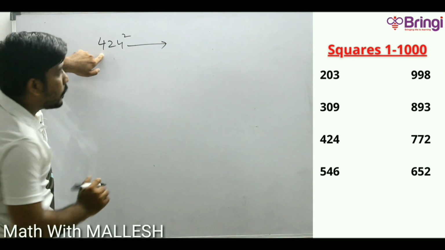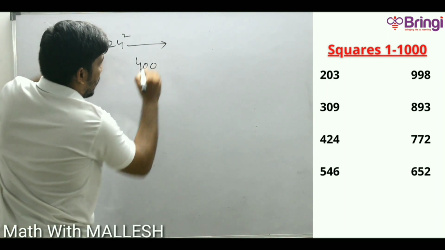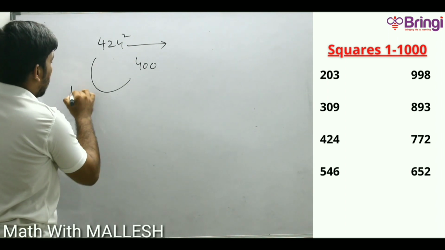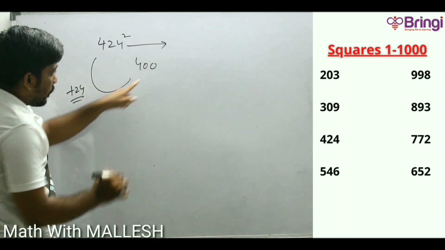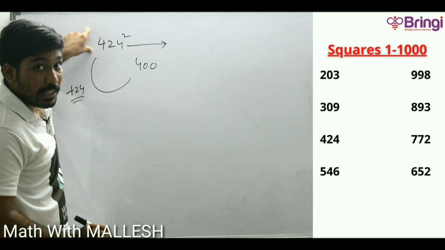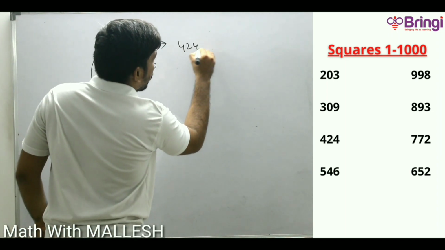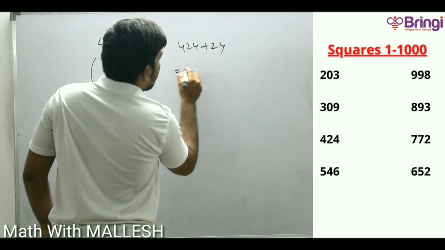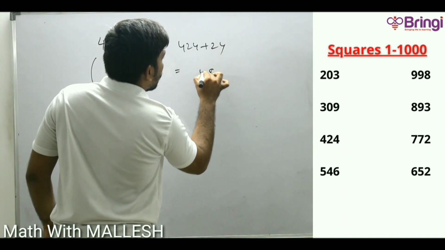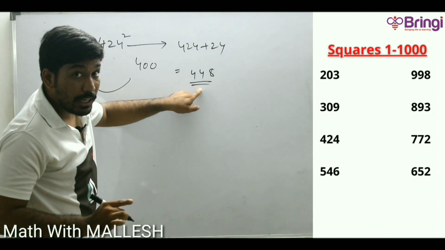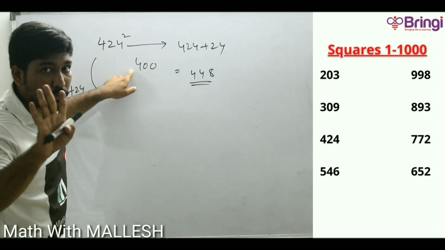See, 424 is there, so the base is 400. Clear? And how much extra is there? Plus 24. From the 400, how much extra is there? Plus 24. So what is the first step? 424 plus 24. I think it's going to be 448. Now 448 multiply with 4.